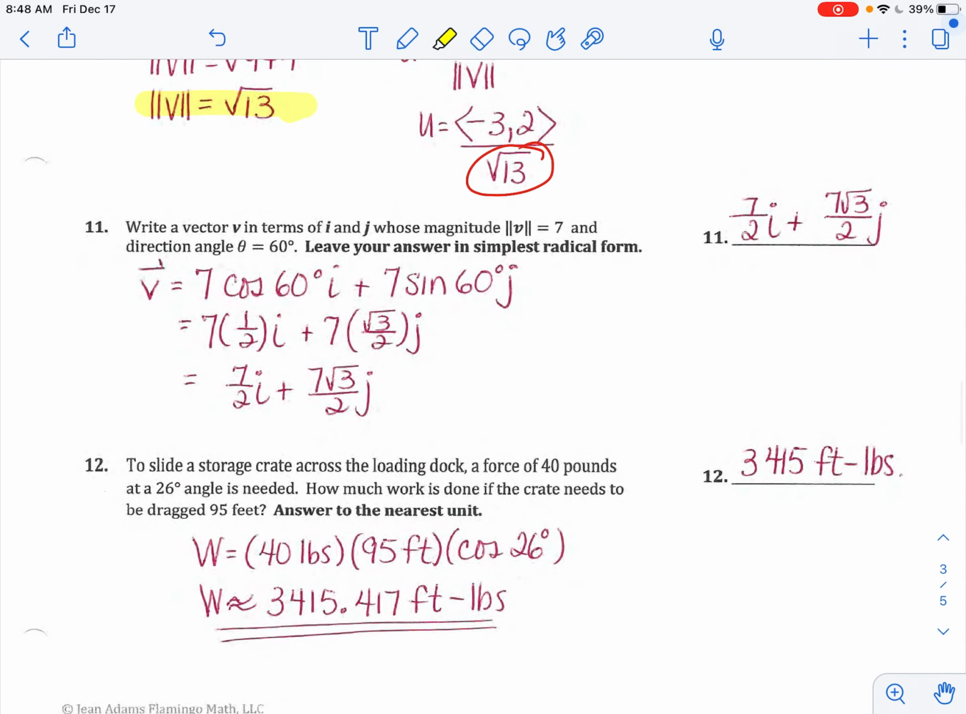Okay, next one says, write vector v if it has a magnitude of 7. So this time they give you the magnitude of 7. Okay, and has a direction angle of 60. How do we break it into its pieces? Now, this right here then is 60-degree angle.